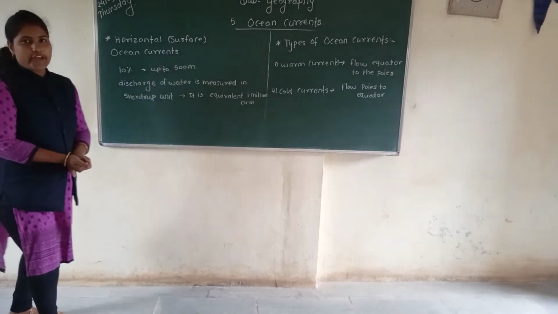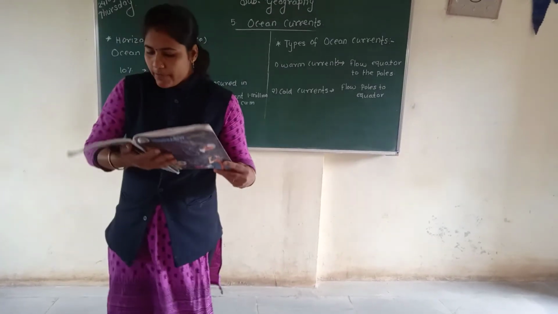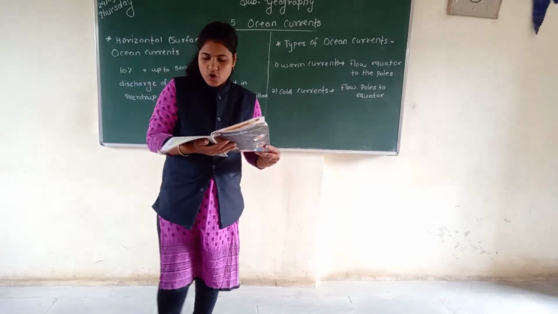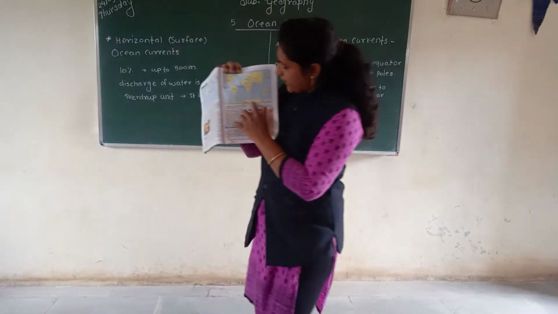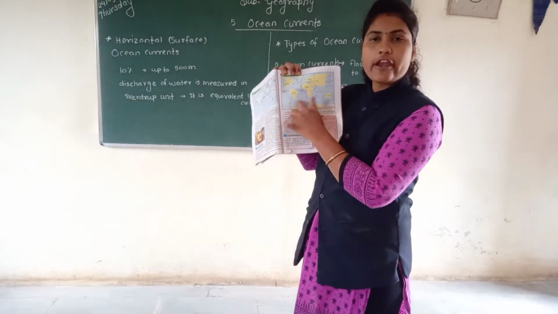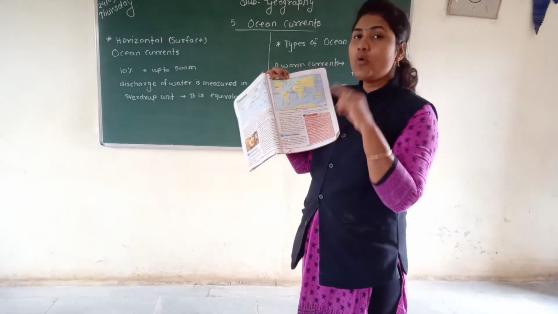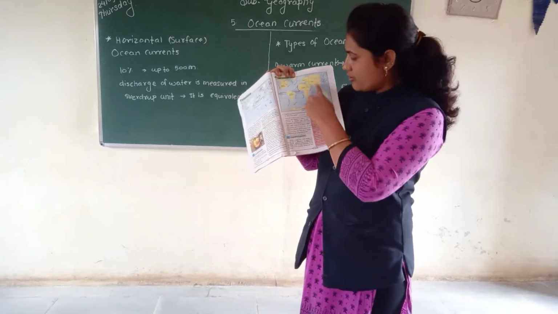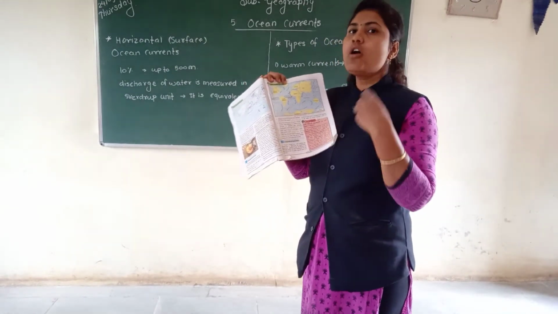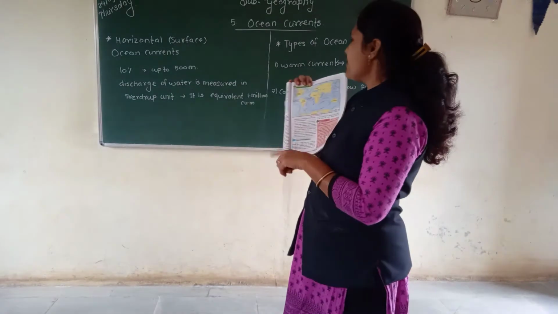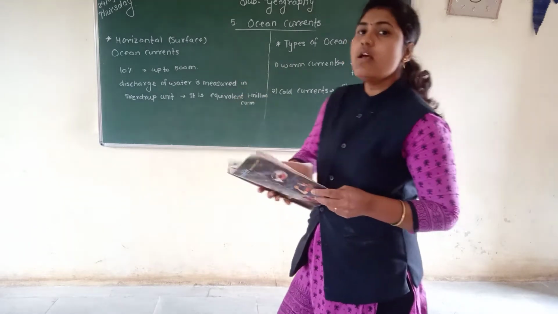Okay students. Now see, we have to look at figure 5.4, ocean currents. Students, you can see here that the red arrows tell us the warm currents, and the blue arrows indicate the cold currents. This is how the ocean currents flow. Now with the help of this figure we have to solve some questions.